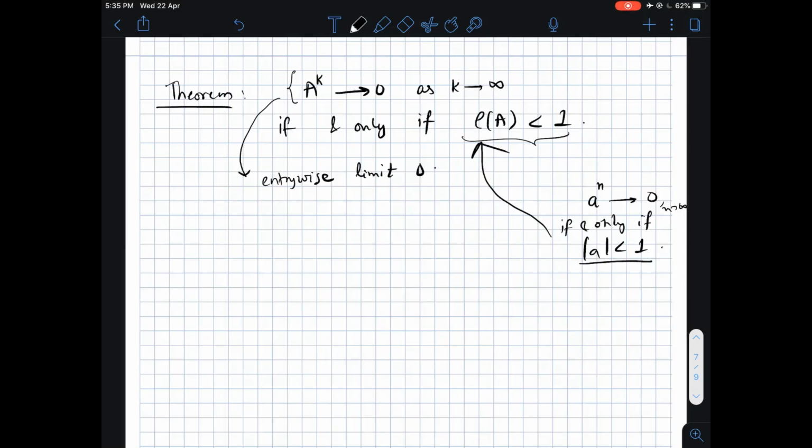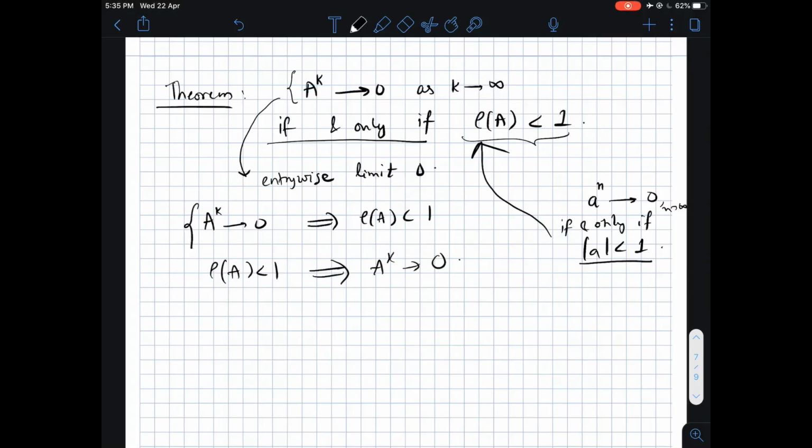The proof is actually not beyond our reach. Let me just very quickly run through it, or maybe you can check it in the notes. Basically it's an if and only if statement, so there are two parts to it. A to the k goes to 0 implies rho of A less than 1, and rho of A less than 1 implies A to the k goes to 0. We have to do both of these. For this part, I'll leave this as an exercise because we already covered this a bit in the power method we did before.